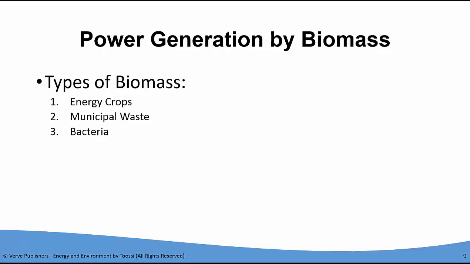There can be several types of biomass. We can have energy crops. Those are the crops which are cultivated specifically to derive energy later on in the form of ethanol and other liquid fuel. Also, municipal waste is a form of biomass. The majority of this is animal and human waste, that will be a biomass, and also the bacteria. These are the three forms of biomass that we use to produce power.